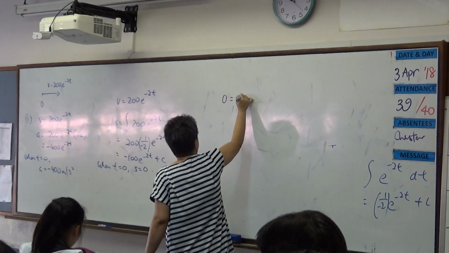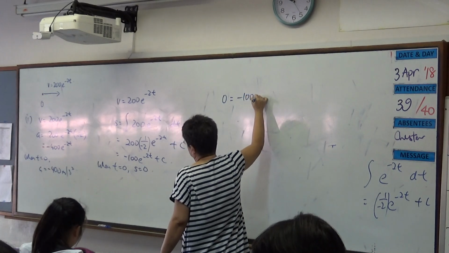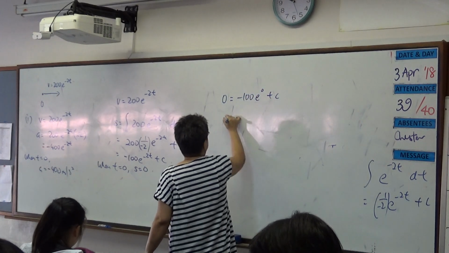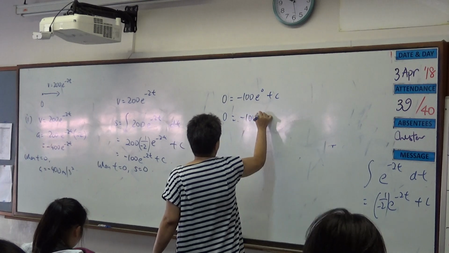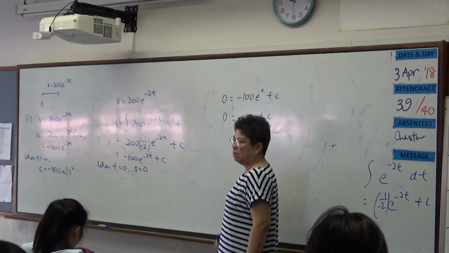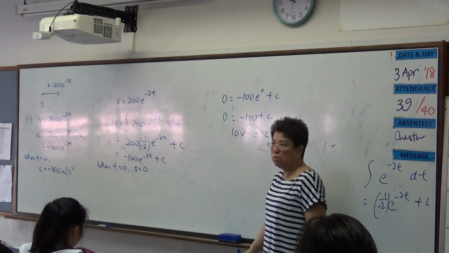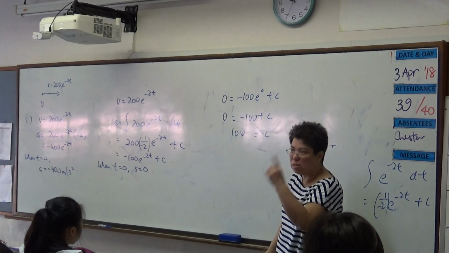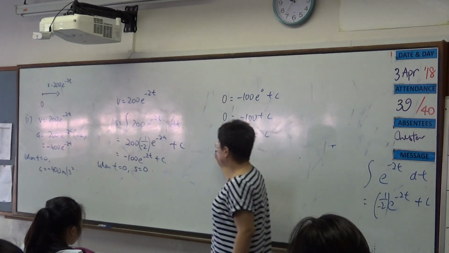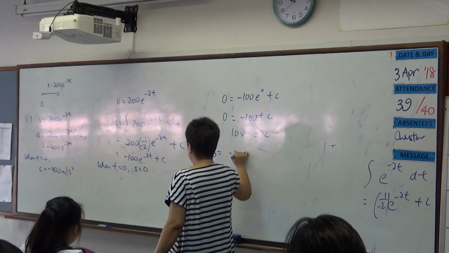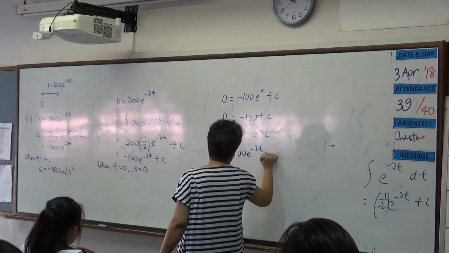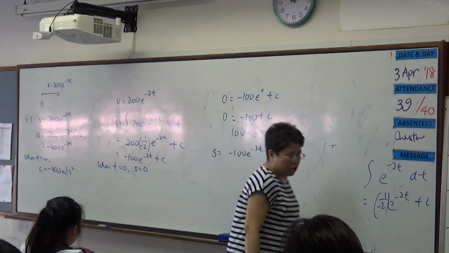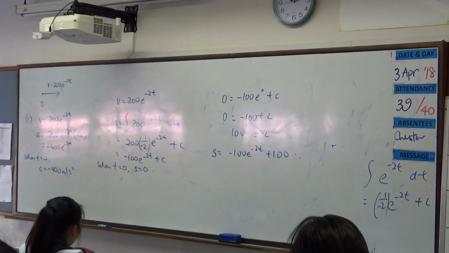0 equals to minus 100 e^0 plus C. So 0 equals to minus 100 plus C. What's my C? C is 100. Don't say everything 0. This is e to the power 0. Okay, so what's s? Negative 100 e^(-2t) plus 100. Is it correct? Yes. Okay, what's the next step?